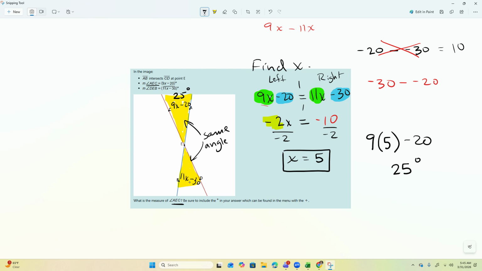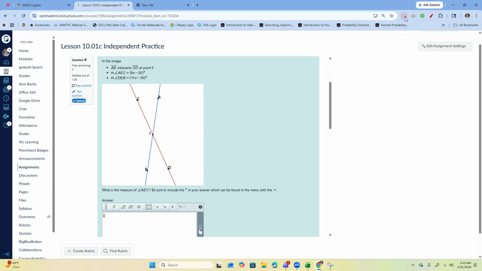The same thing is going to happen with angle BED because they're vertical. Let's go to the next problem.